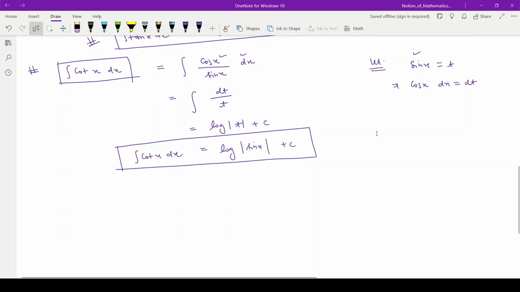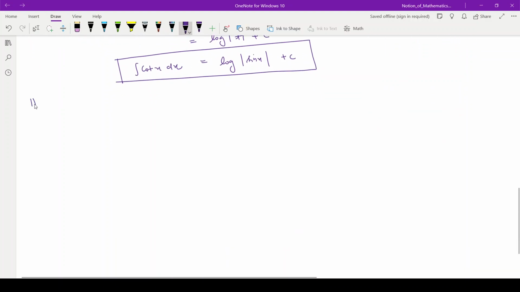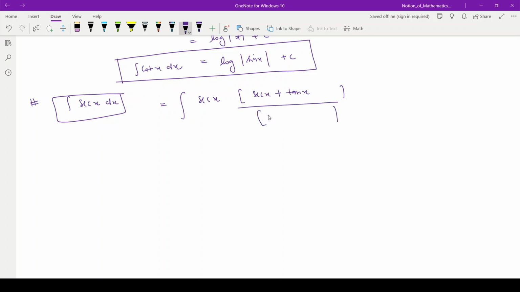After that, students, one more formula I would like to discuss: what is the integration of secant x dx? So how to write it? Students, I can write it as integration of secant x, and I can multiply by one term, secant x plus tan x, and divide by the same term, secant x plus tan x, of dx. So what is our substitution here? That substitution is: let secant x plus tan x be equal to t.